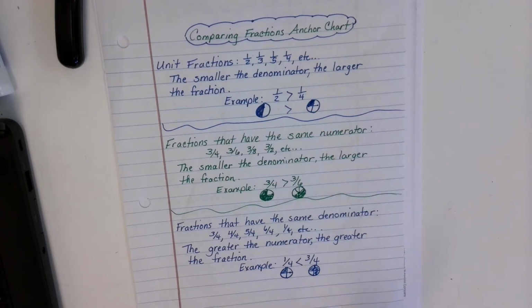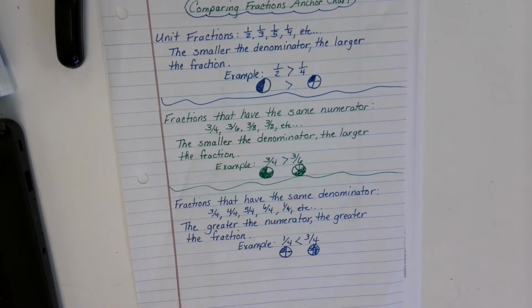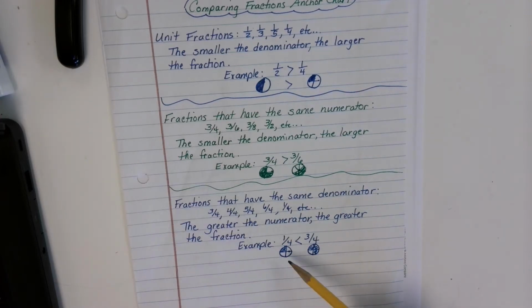Now here's where it gets a little trickier. When fractions have the same denominator, but a different numerator, such as 3/4, 4/4, 5/4, 6/4, 1/4, the greater the numerator, the greater the fraction. So the pieces are the same size, right? Look at the example. If I have 1/4 of a cookie, or 3/4 of a cookie, 3 is greater than 1. So obviously 3/4 would be greater than 1/4, or you could read it as 1/4 is less than 3/4.